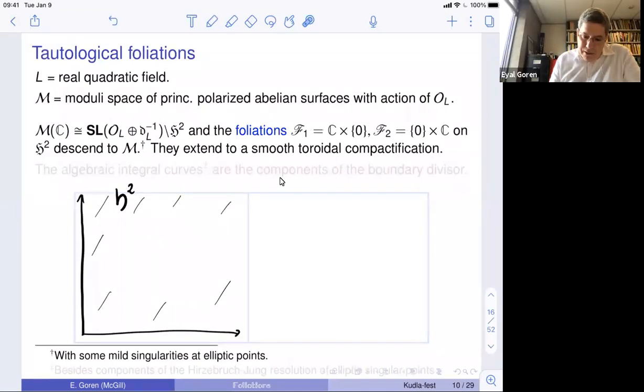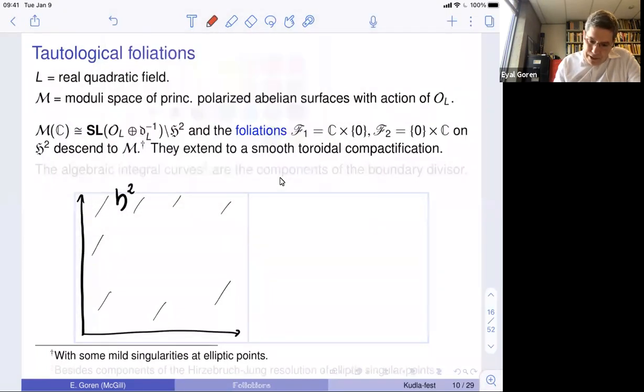As I said, for the tautological foliations my example would be Hilbert modular varieties, but I will begin with the example of a real quadratic field, so Hilbert modular surfaces. The general picture is a generalization of what I'll explain for surfaces. It's just that for surfaces I can draw nice pictures and things like that. So I prefer to start with this particular example.